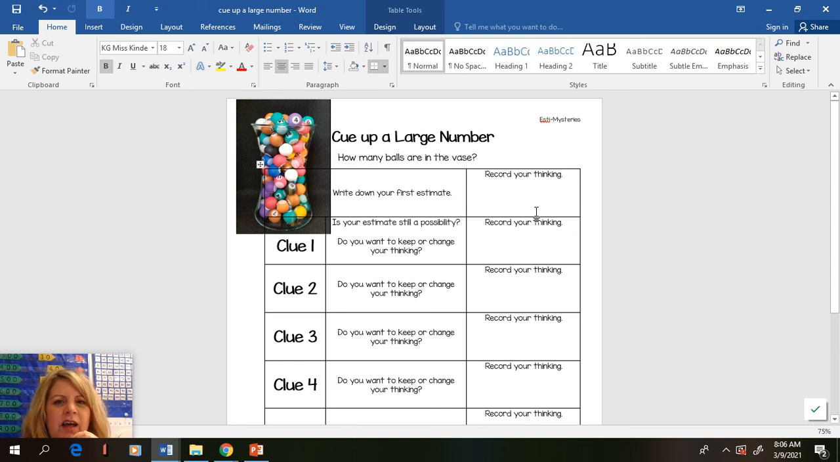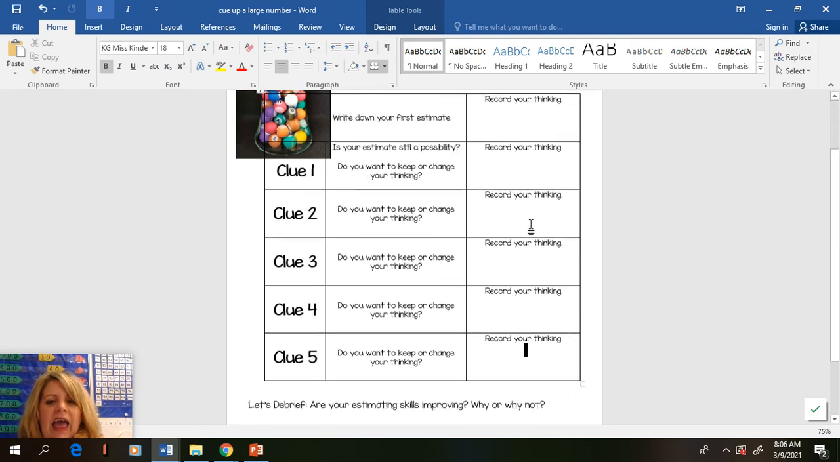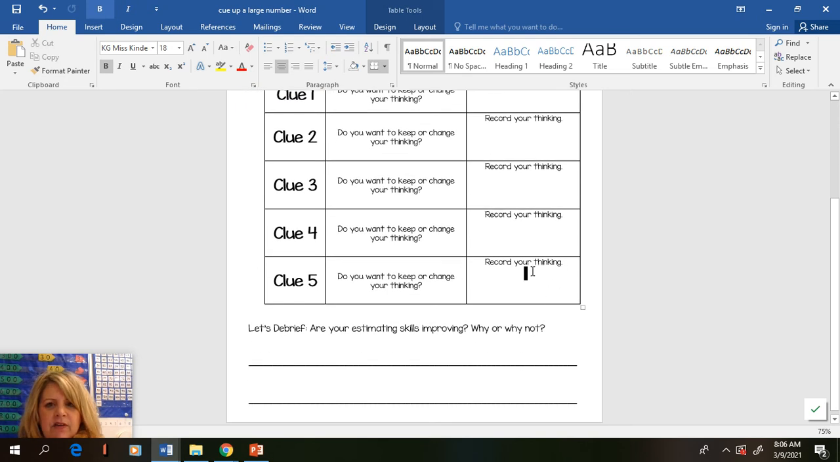Was your very first estimate 100? Was it close to 100? Maybe in the 90s or 102, 104, 105. That's how you'll know if you're improving. If your first estimate is close on the number line to the actual amount, the amount we learned during the reveal, then you know your estimating skills are improving.